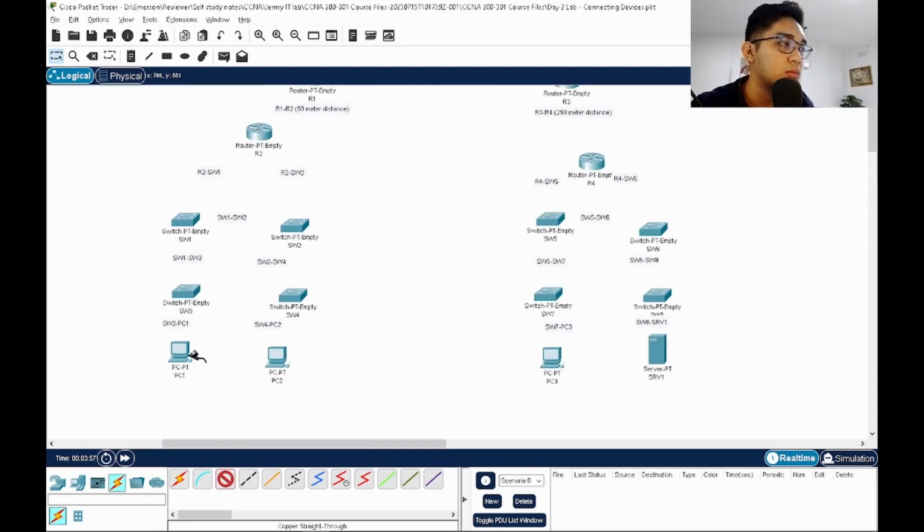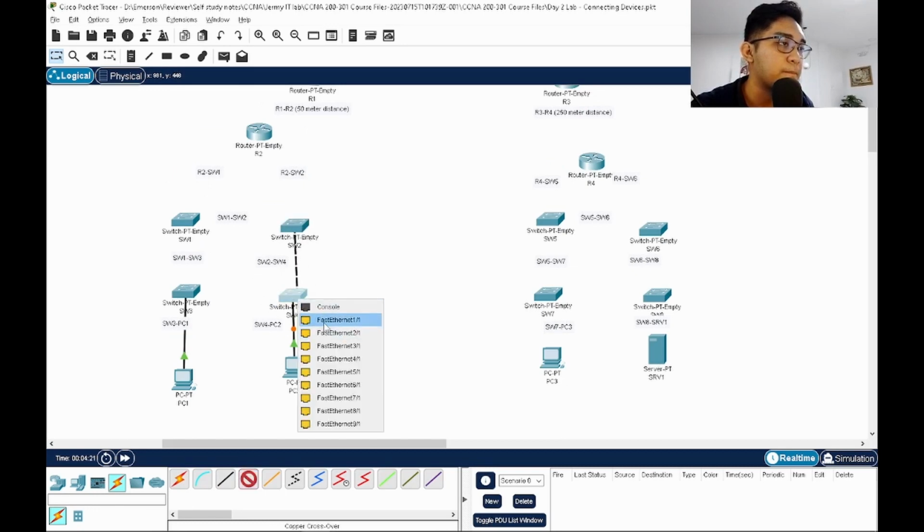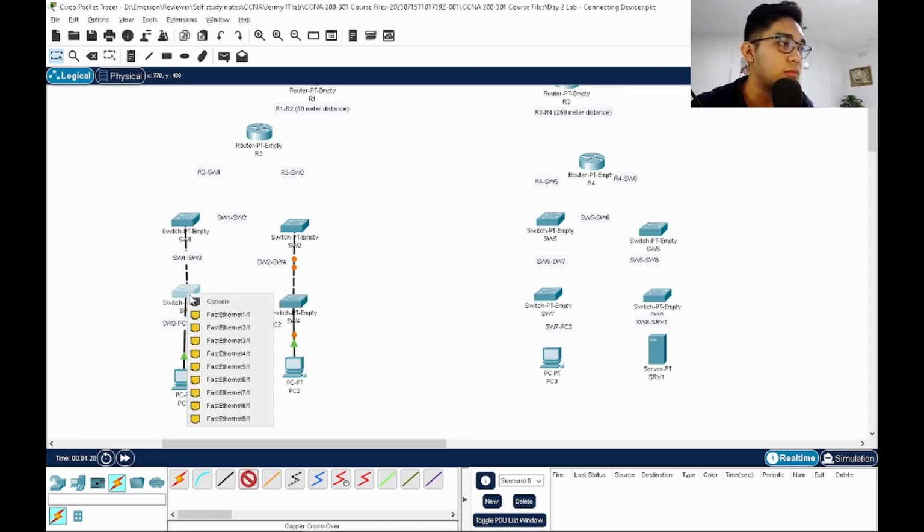Copper, switch. Switch 3 to PC1, connect. Switch 4 to PC2, connect. Switch 2 to switch 4, so they are the same device, we use crossover cable. Then switch 1 to switch 3, same thing.